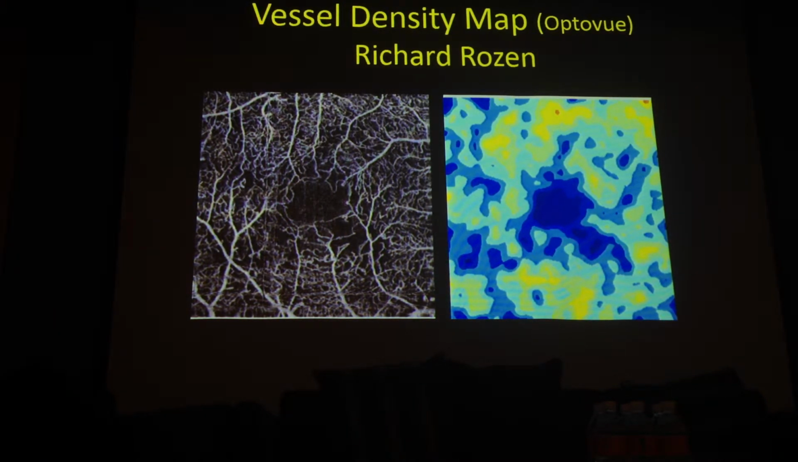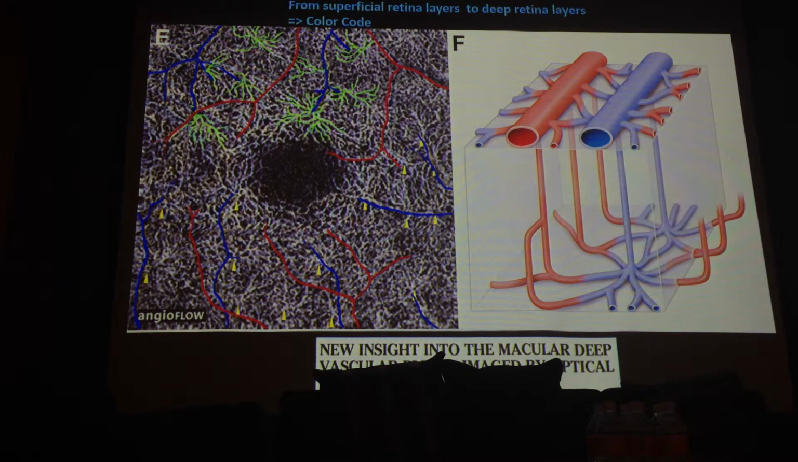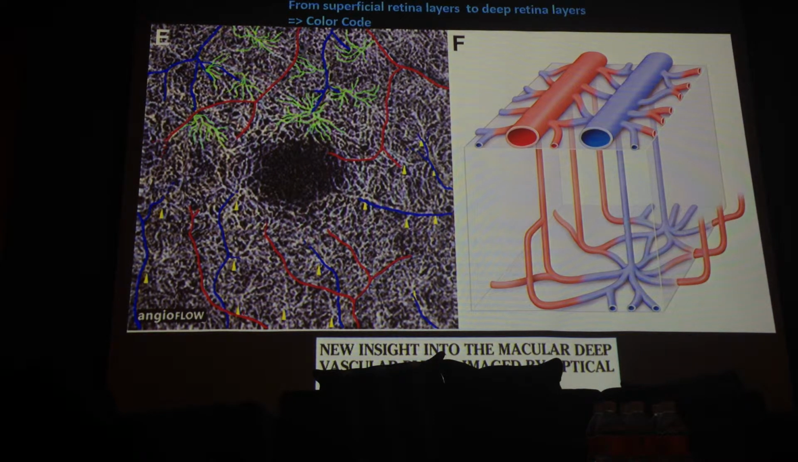Another evolution of this detection would be to observe the vessel density. This was a work proposed by Richard Rosen, and Richard Rosen has an agreement with OptoVue, and probably you will be able to use this kind of map in the OptoVue software. But we are just in a flat visualization of the retina and the values, and many researchers try to identify the different planes of the vascularization.